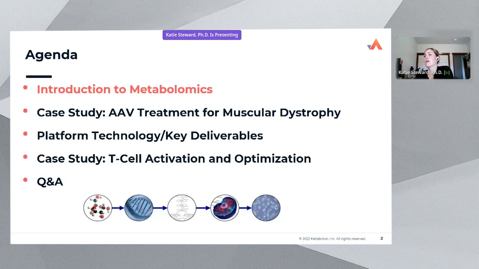Just a little roadmap here of where we're going. We'll talk a little bit about metabolomics. I'll present the case study about the AAV treatment for muscular dystrophy. We'll talk about the platform technology and the key deliverables. And then we'll talk about that second case study with T-cell activation and optimization. And then we'll have a Q&A session. And there will be time for questions after the platform and technology discussion as well.